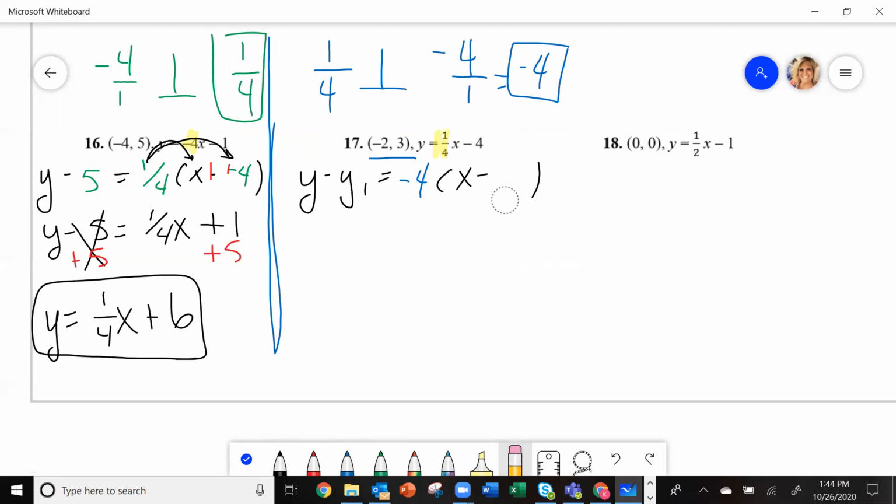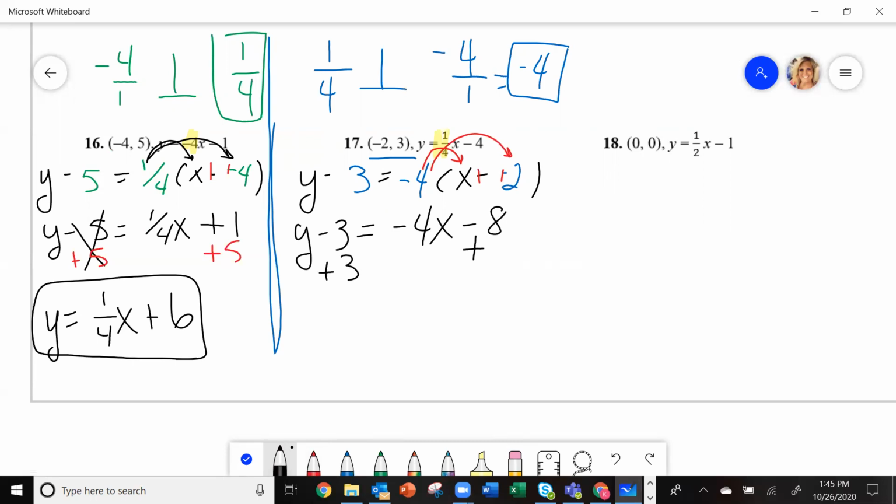Your x number is -2. Your y number is 3. We have minus and negative, so that changes to positive. So you get y minus 3 equals -4 times x, -4x. -4 times 2 is -8. Add 3 to each side. These cancel. Y equals -4x minus 5. This should be your answer.